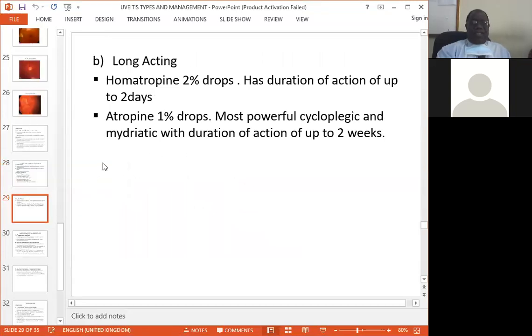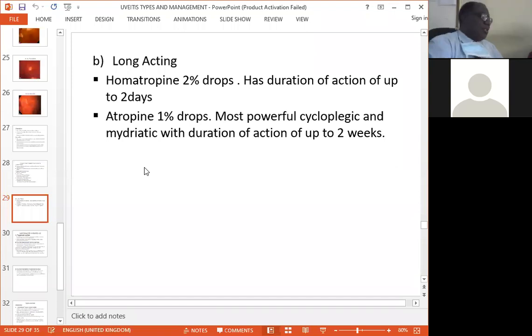Long acting: homatropine, 2% drops, has a duration of action of up to 2 days. Atropine, 1%, the most powerful cycloplegic and mydriatic, has a duration of action of 2 weeks. If you use atropine, you are trying to break the synechia, maybe because the pupil is constricted because of the inflammation. You are going to dilate and break down the synechia, but there is a danger that the pupil can still have synechia in the dilated position because this is long acting.